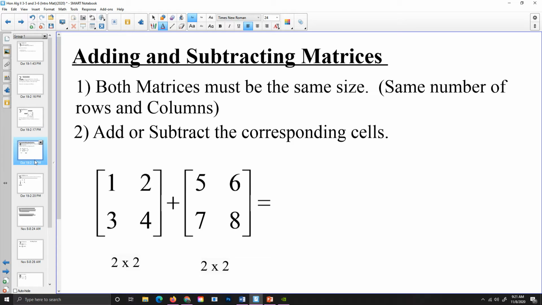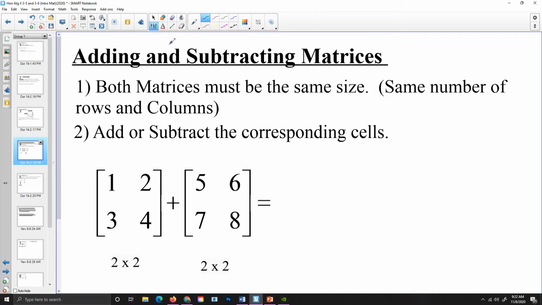If we were asked to add and subtract matrices, both matrices must be the same size. If we want to add or subtract matrices, they have to be exactly the same size. I can't add a 2 by 2 matrix and a 3 by 3 matrix. That will not work. They both have to be 2 by 2s or 3 by 3s or whatever size they want. Basically all we have to do is add or subtract the corresponding cells.